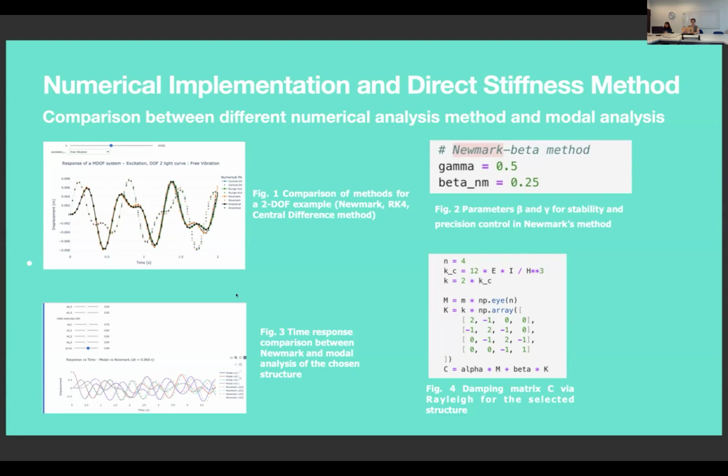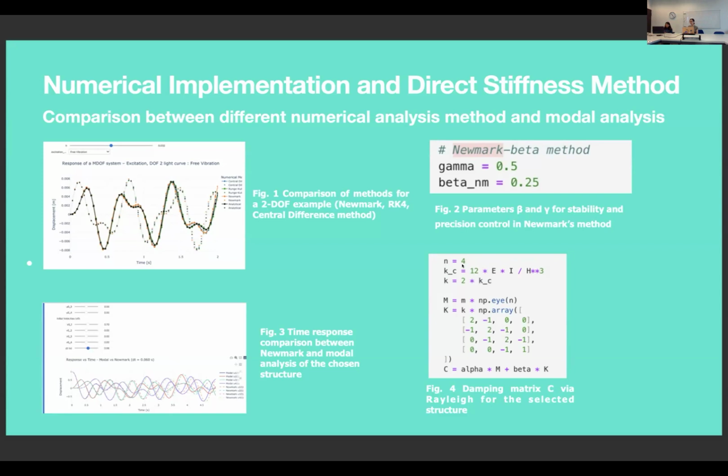So here are the results of the time history of both numeric and modal analysis methods for each degree of freedom. And as the modal analysis is a very accurate method and a reference method in terms of accuracy, it just confirms that numeric and modal analysis can best model the time history of our displacement response.